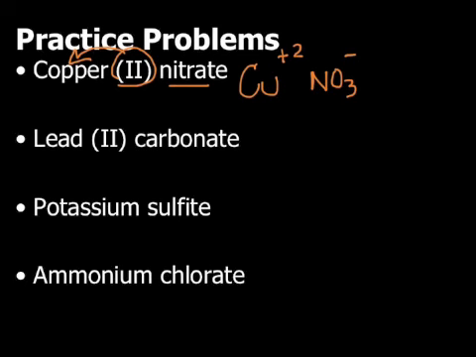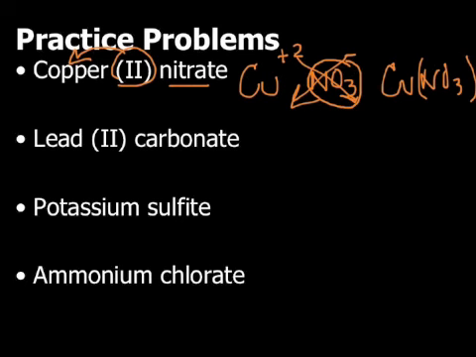So copper nitrate would then become, when these crisscross down, Cu(NO3)2. The reason I have to put the parentheses there is because when this 2 comes down, it goes to this whole thing. So I have to put the parentheses there to show that that 2 gets distributed to that whole polyatomic ion. So this essentially means this is copper with 2 groups of these nitrate polyatomics attached to it.